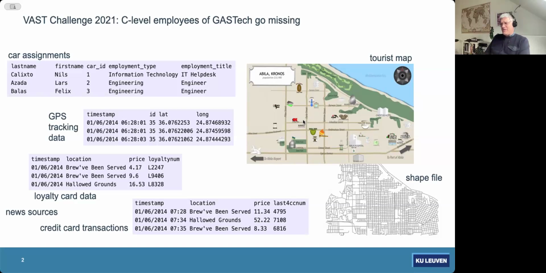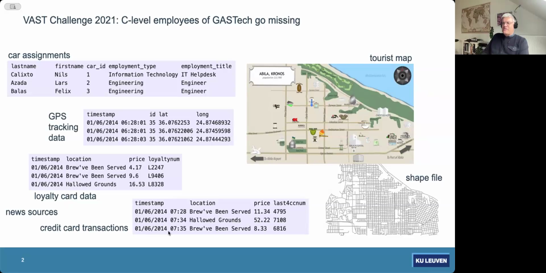The data that we had for this, again, this is completely fictional, is a tourist map of the island, where there's a company and then some roads and cafes and restaurants. Then there's a shapefile with streets on that island. Car assignments, so company cars, I think there were 30 of those. For each car, who is registered to that car. For each car, we had 14 days of GPS tracking data.